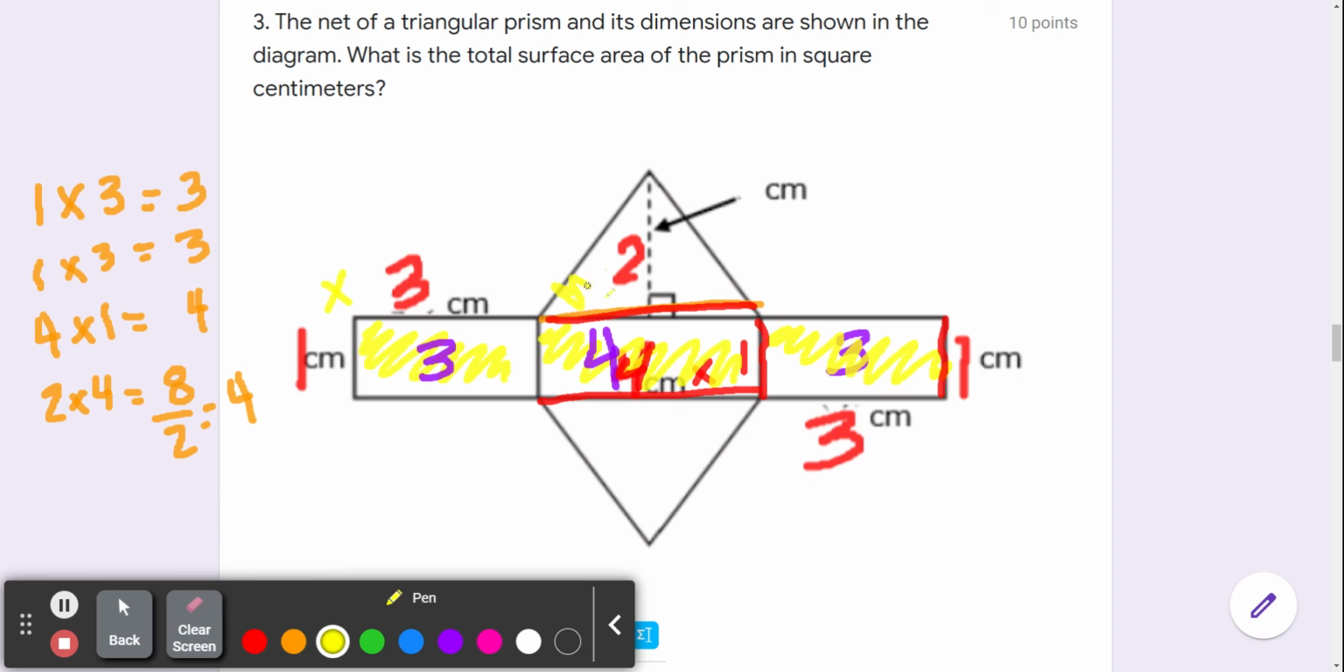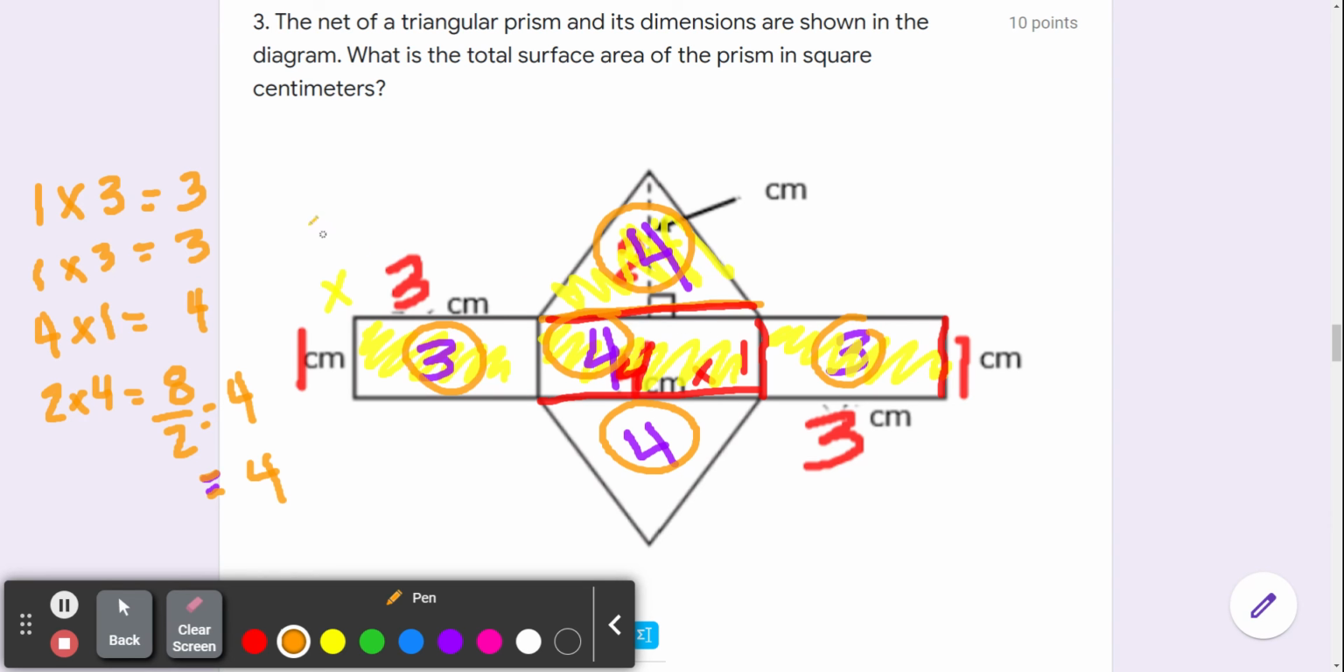So that's a 4. That means that this piece here ends up being a 4. And then this triangle here, this is the same. So that ends up being a 4. So I have another 4. So I should be adding 1, 2, 3, 4, 5 areas. Let's see, 1, 2, 3, 4, 5.